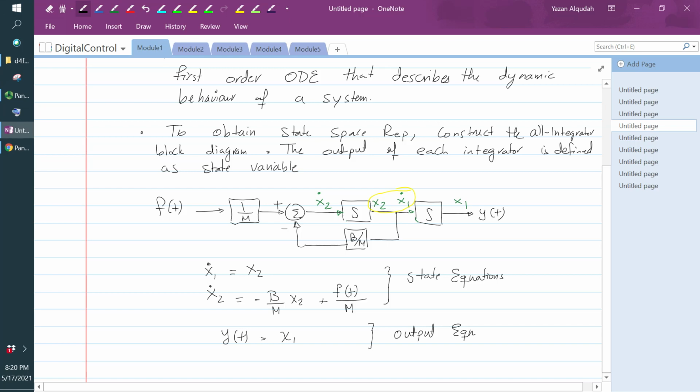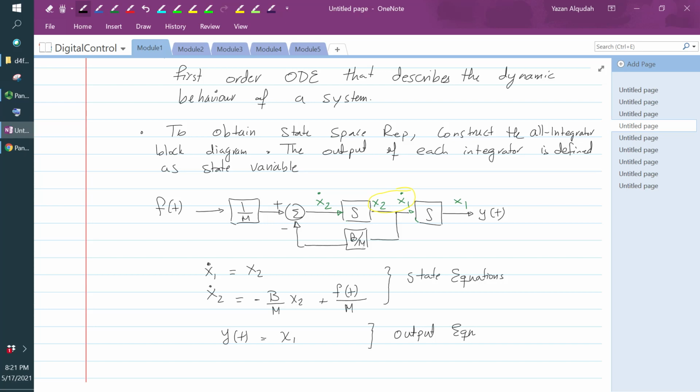Now notice here, I write the derivative of the states in terms of the states, and also I write the output in terms of the states. So again, x1, x2 are the states, and I'm writing x1 dot and x2 dot in terms of these states, and also I'm expressing the output in terms of the states.